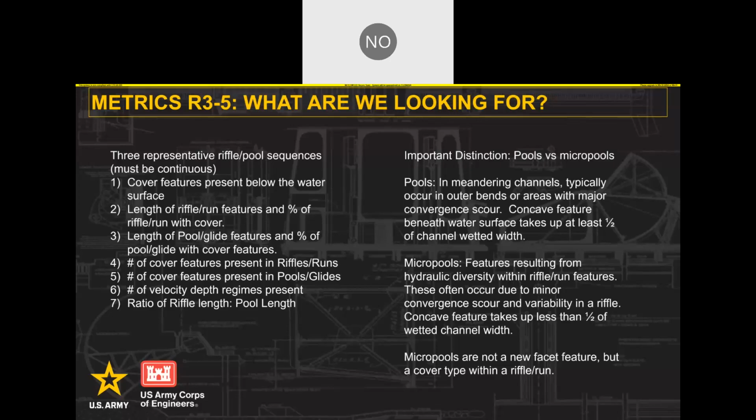I couldn't remember if I added this language or not. The difference between pools, again, has to be at least half the wetted width of the channel. Usually in outside bends, sometimes you can get it somewhere else where you have a tree fall or something like that. And then your micro pools, again, are smaller and usually a result of hydraulic diversity. If you're starting to see those, you probably did a good job in that particular riffle to create some diversity in your design if it was on a restoration. Important thing, micro pools are not a new pool glide feature, so you don't count that as a new pool glide feature. It's just a cover type within the riffle run.